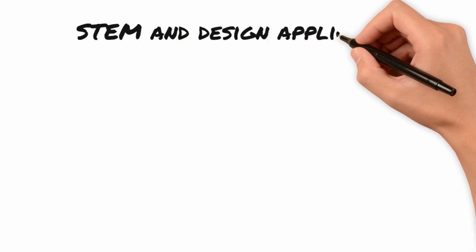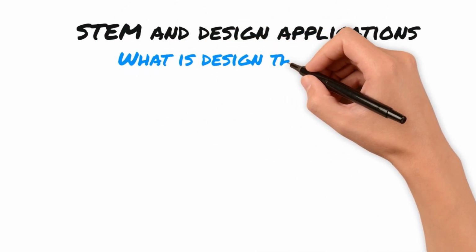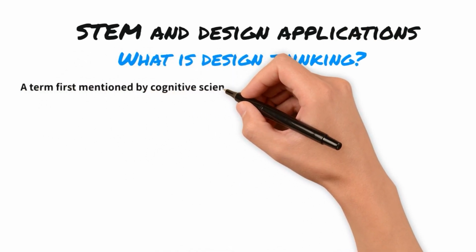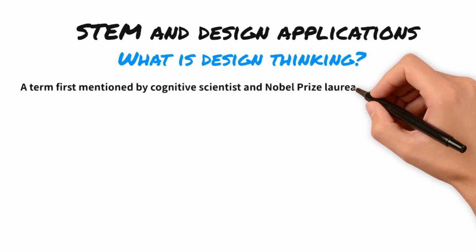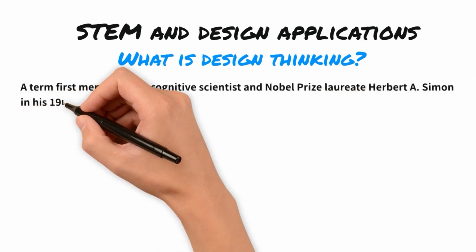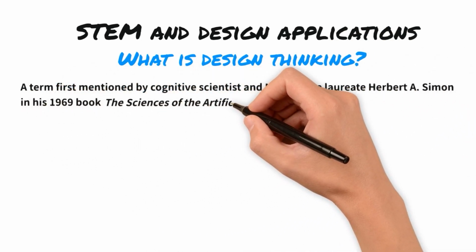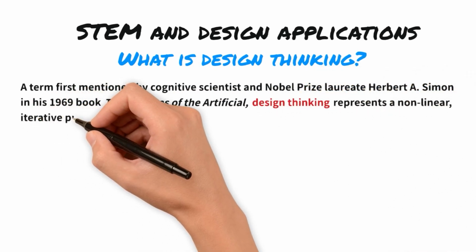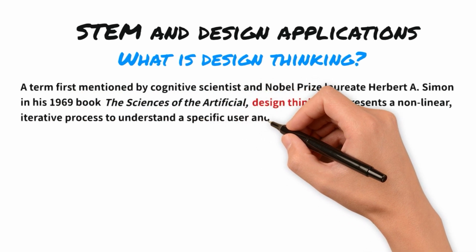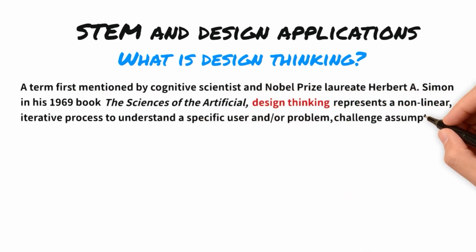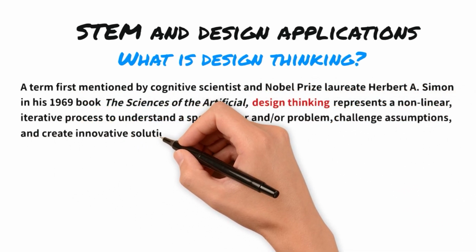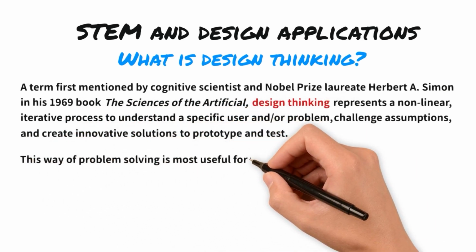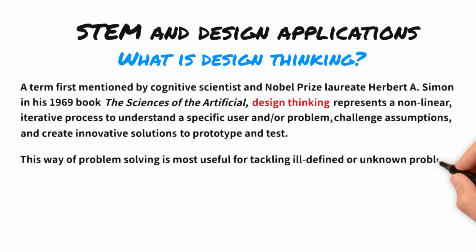STEM and design applications. What is design thinking? A term first mentioned by cognitive scientist and Nobel Prize laureate Herbert A. Simon in his 1969 book, The Sciences of the Artificial. Design thinking represents a nonlinear, iterative process to understand a specific user and/or problem, challenge assumptions, and create innovative solutions to prototype and test. This way of problem solving is most useful for tackling ill-defined or unknown problems.